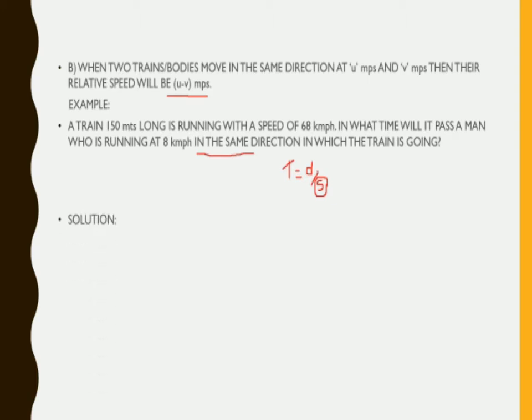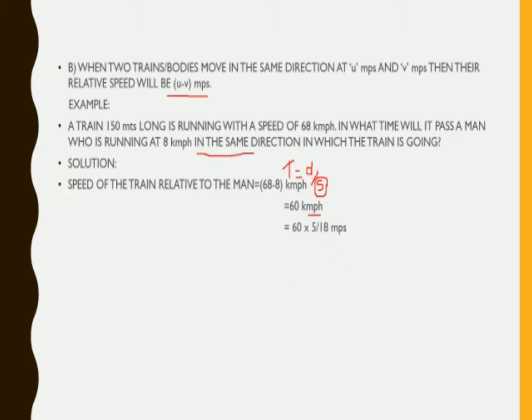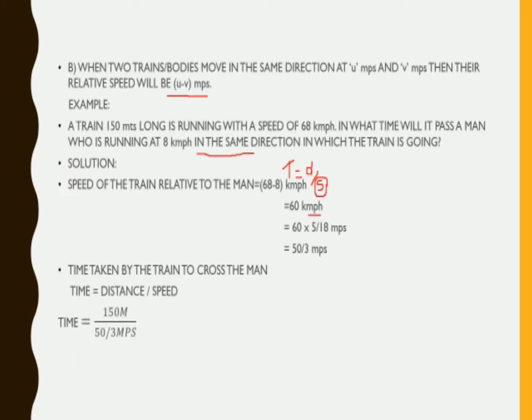Just look at this example. The speed of the train relative to the man will be 68 minus 8 because they are moving in the same direction. We have this answer. This is in kilometers per hour, but we are converting it into meters per second, so multiply it by 5 by 18 and we have this answer. Now just apply this in the time formula. Time is equal to distance by speed. On applying all the values, we'll be having the time taken by the train to cross the man as 9 seconds.